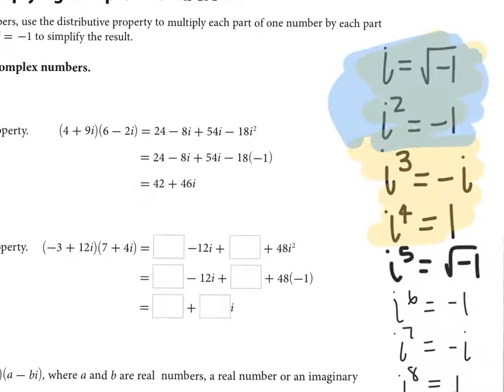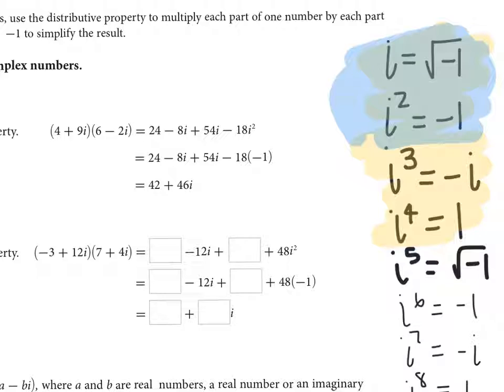I'm going to talk you through the example that they worked out because I think they did a really good job with it, and we're going to talk about what they did. So we have 4 plus 9i times 6 minus 2i. So I'm going to FOIL this. Well, 4 times 6 is going to give me 24. That's my first. And then outer, 4 times -2i. That's where the -8i comes from. And then inner, 9i times 6 is the +54i. And last, 9i times -2i is where the -18i squared comes from.